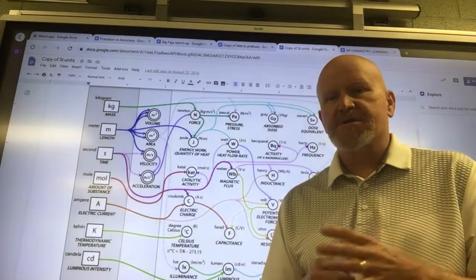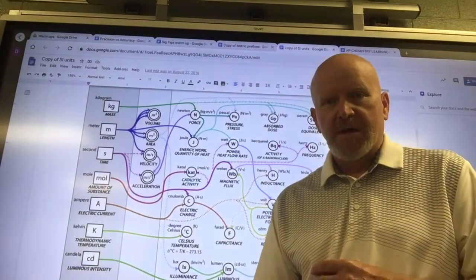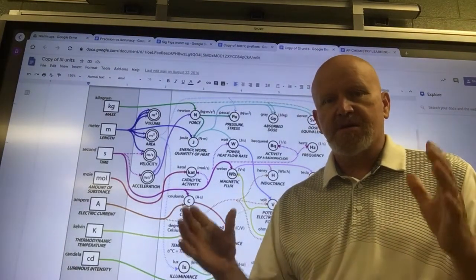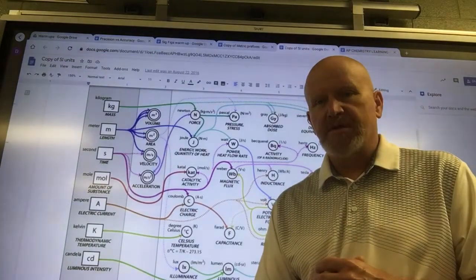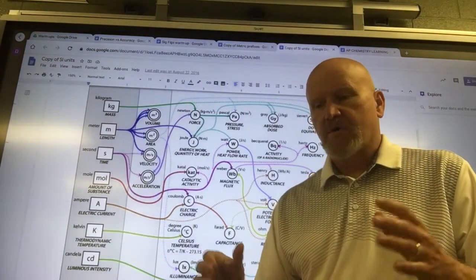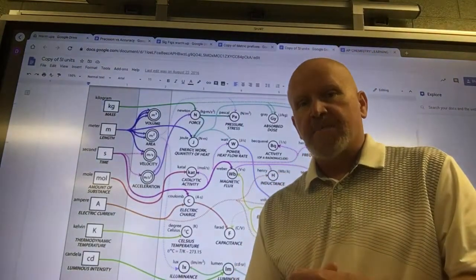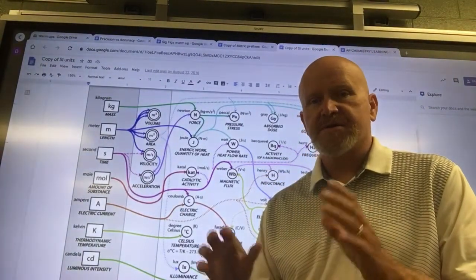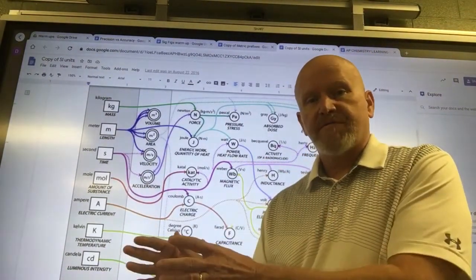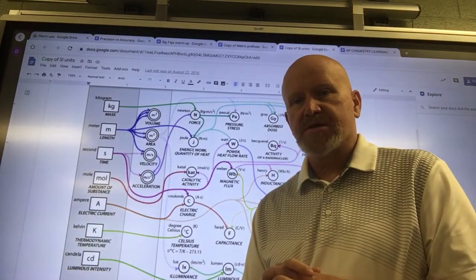The SI units, there's only 7 of them, and what that basically means is there's an international standard unit that we have decided we're going to use to reference all the rest of the units in the world. The International Bureau of Standards is located in France. There's also one in Washington, D.C.